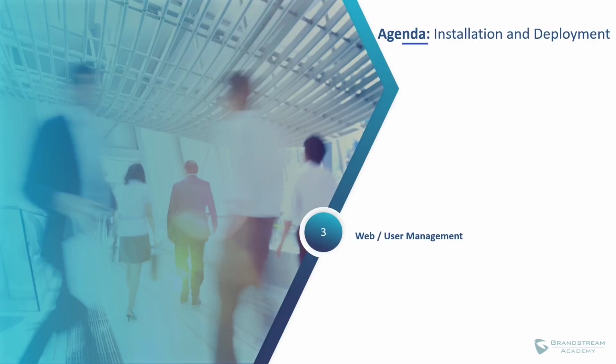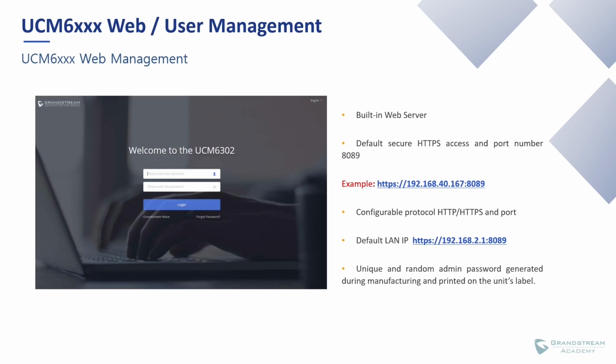And now let's move on to the web and user management. The UCM's web server responds to HTTP and HTTPS GET and POST requests. Embedded HTML pages allow users to configure the device through a web browser, and by default the UCM uses HTTPS as the web access protocol, and the port number is 8089, and the default LAN IP is 192.168.2.1:8089 for port when using the route mode.